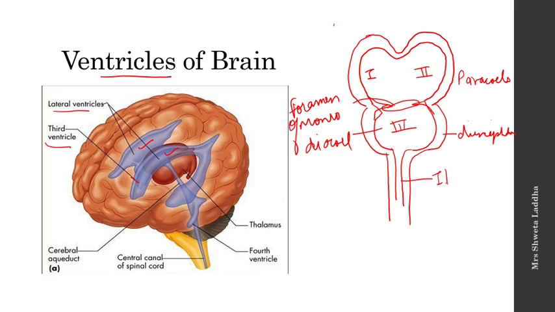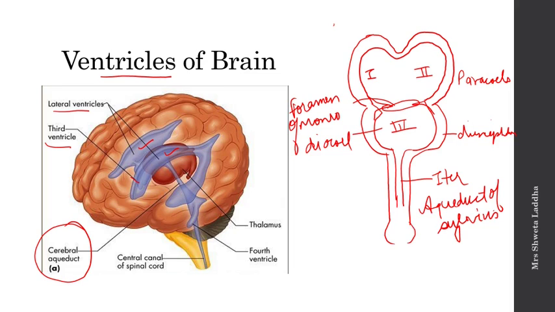Then this third ventricle leads into a pipe-like ventricle which is present in the midbrain, and this is called the iter, which passes through the midbrain. It is also called the cerebral aqueduct, or the aqueduct of Sylvius. Then it leads into the fourth ventricle. The fourth ventricle lies in the medulla oblongata, and here there is the cerebellum. Cerebellum is solid, it is not hollow, it does not have any ventricle. The medulla oblongata has the fourth ventricle, and then it leads into the central canal of the spinal cord. Here you can see.